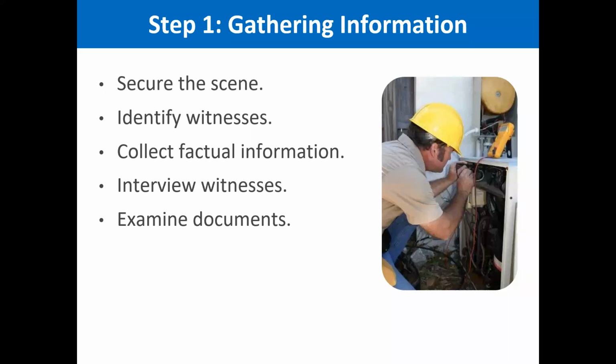Then you need to identify the witnesses. Witnesses are the people who actually saw the incident take place, bystanders or people who were working nearby or colleagues of the injured person. They were working nearby and they must have seen how the incident happened. So you need to identify those witnesses and you need to start gathering the factual information. So collect all the factual information.